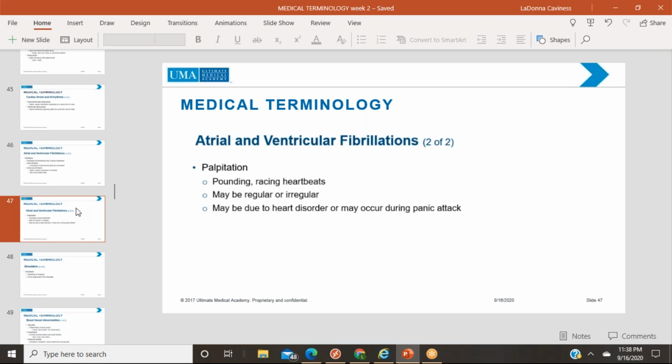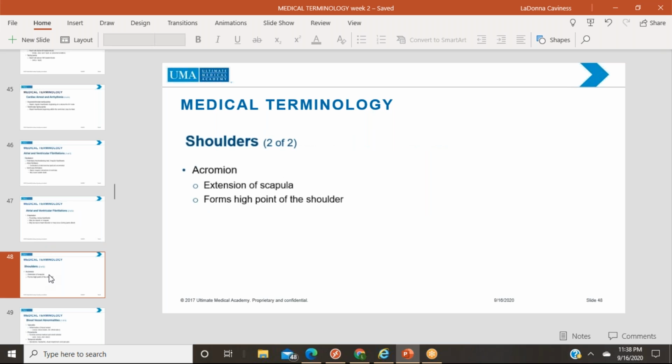Palpitations, pounding, racing heartbeats, may be regular or irregular, may be due to heart disorder, or may occur during a panic attack. Acromion, extension of scapula. It forms high points of the shoulder.